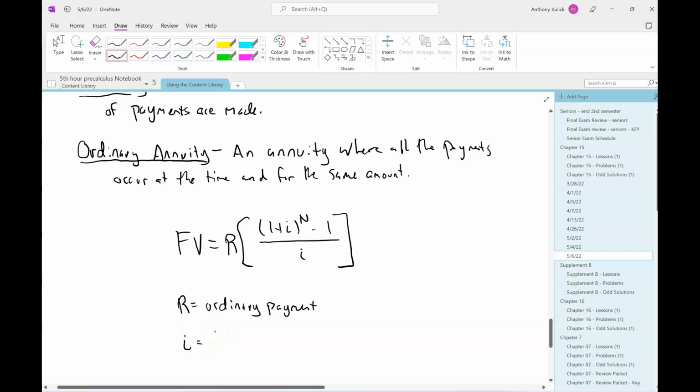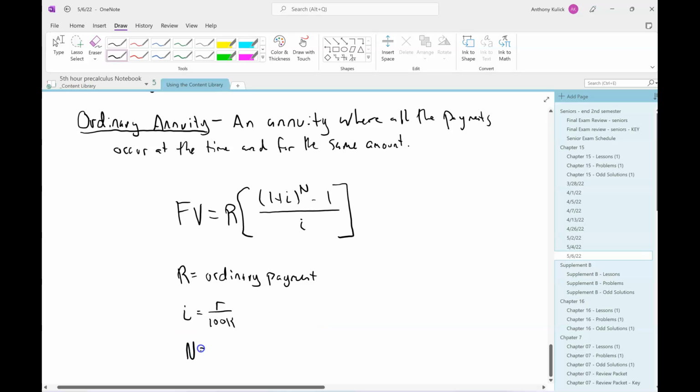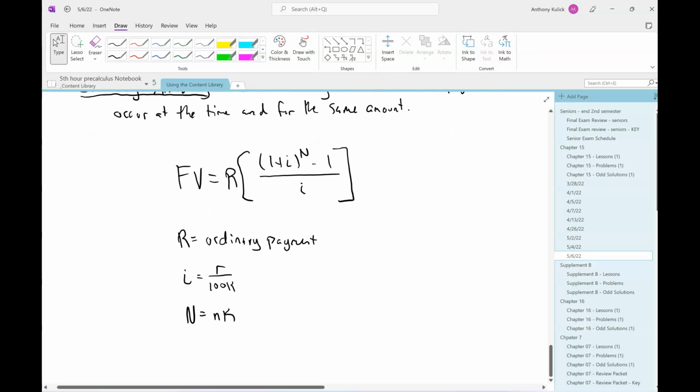Little i is just r over 100k. Make sure I have it. Yep, 100k. So there's nothing really to define there, since i is just defined in terms of r and k, which we already know what those are. And then cap N is just going to be n times k. And again, we know what little n and little k are, so no issues there.